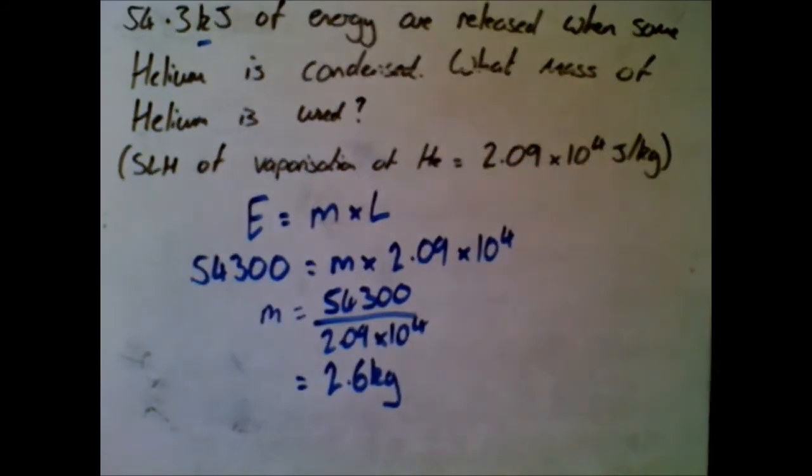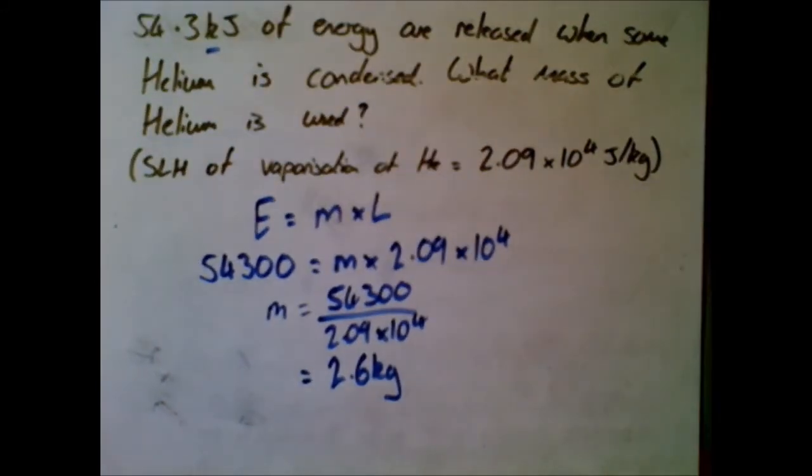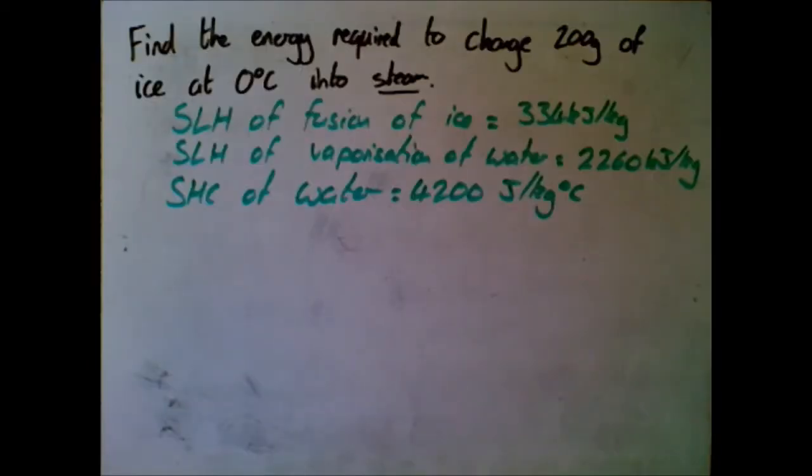Okay, so hopefully that makes sense. Right, what I want to do then, just as a final example, is do one more which brings in something from the last video as well, just to tie all this together. Right, okay, so this on the surface looks quite a simple question. Find the energy required to change 200 grams of ice at 0 degrees C into steam.